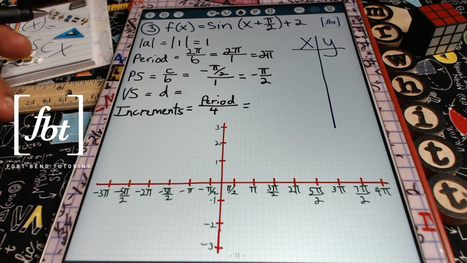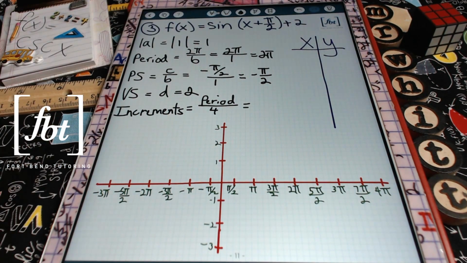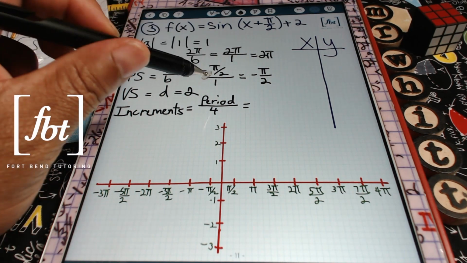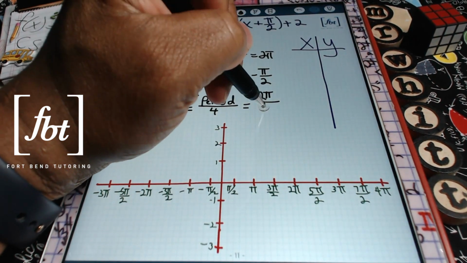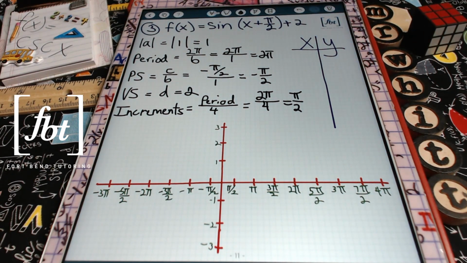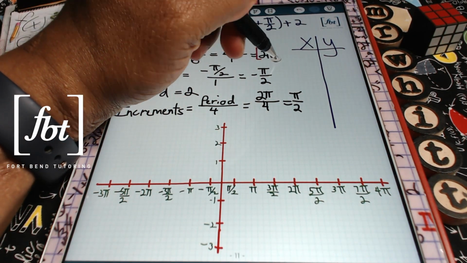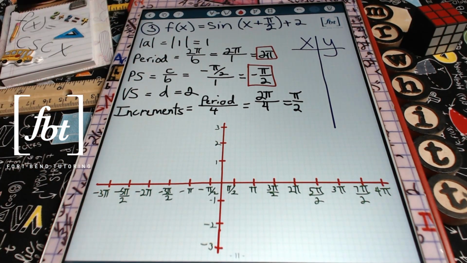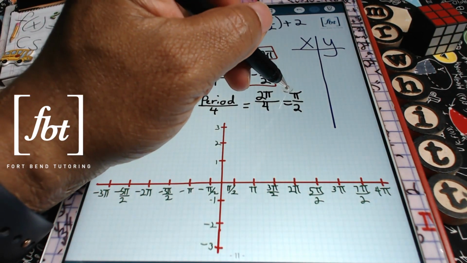I always start at the phase shift. Now my vertical shift in this case is 2, positive 2, and we get that d value at the end of the function once it's written in that form. And finally, for the increments, it's the period divided by 4. So our period here is 2 pi divided by 4, and that will simplify to give me increments of pi over 2. Red box it. All right, so let's go ahead and box up our period, which is 2 pi. We'll box up the phase shift, aka the starting point, and we also have the vertical shift of 2, and we have our increments at pi over 2.